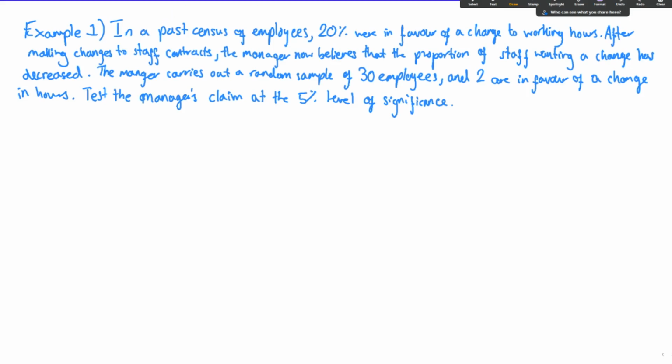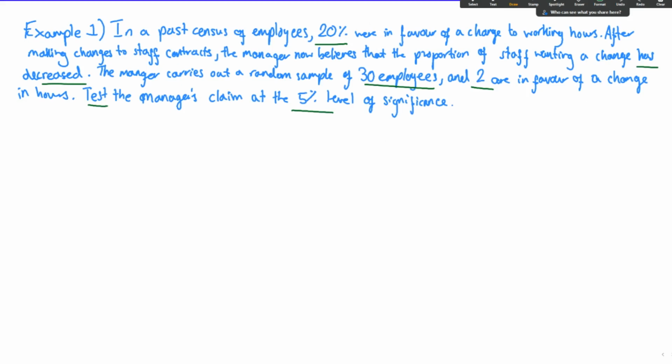So in a past census of employees, 20% were in favor of a change to working hours. After making changes to staff contracts, the manager now believes that the proportion of staff wanting a change has decreased. The manager carries out a random sample of 30 employees, and 2 are in favor of a change in hours. Test the manager's claim at the 5% level of significance.